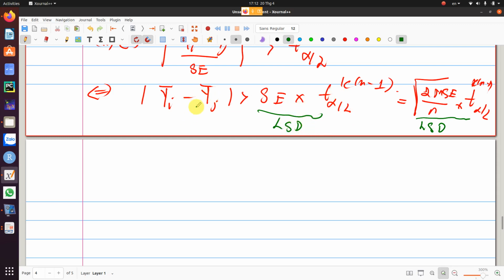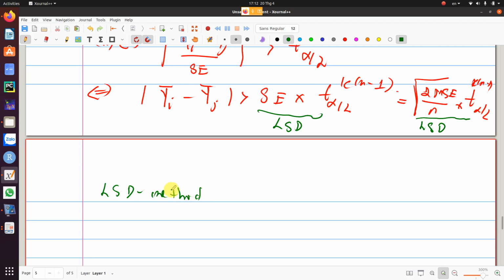And then to make the conclusion whether we should reject H0 or not, we're just basing on the differences between two sample averages. And the differences between two sample averages will be very easy to calculate. Okay? So that's the reason why we have the LSD method.